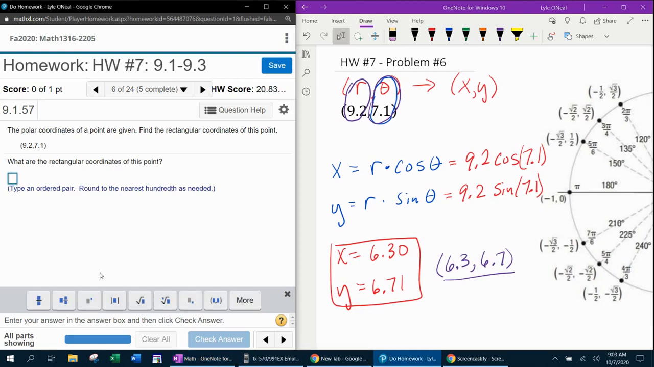All right, here we go. Ordered pair, 6.3 and 6.7. Do I need to put that 0? 6.30. I'm going to put it anyway. I think it needs to be there.